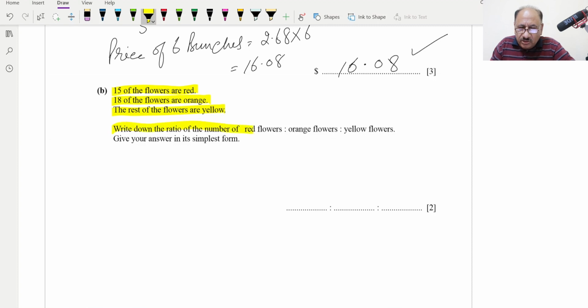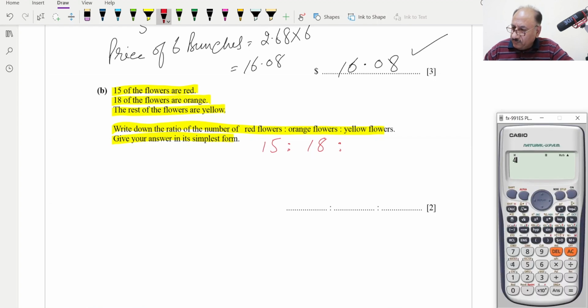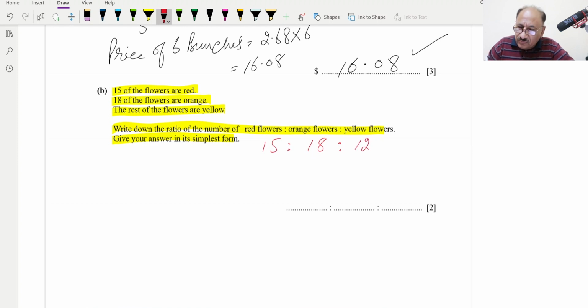So write down the ratio between these. So ratio for red flowers will be what? Red are 15, orange are 18, and the rest are yellow. So out of 45, we will be checking. So 45 minus 15 and minus 18, and remaining will be 12. So 12 flowers will be yellow.